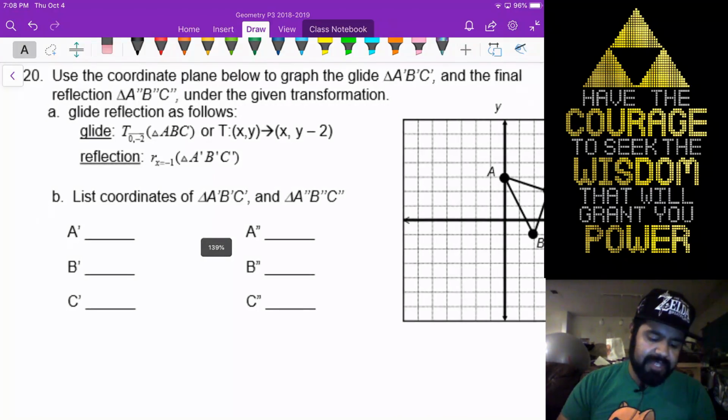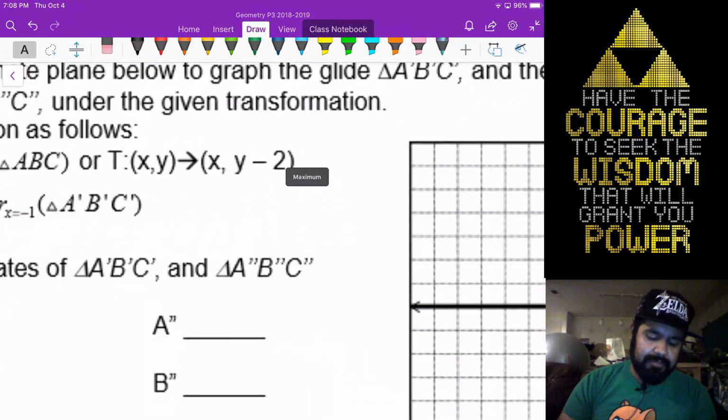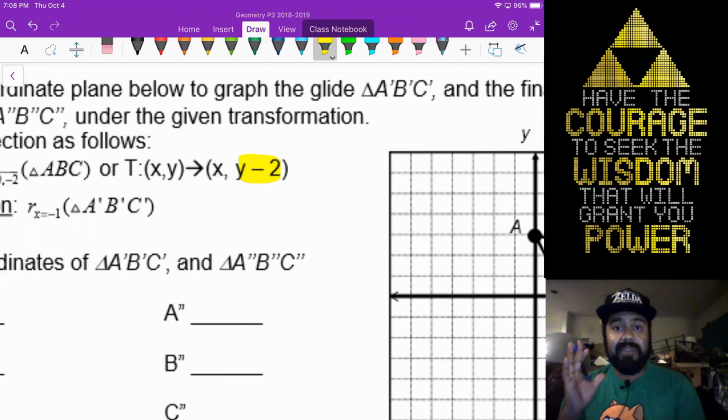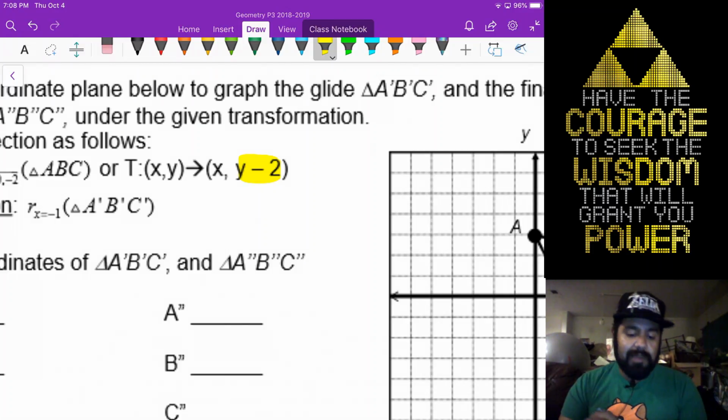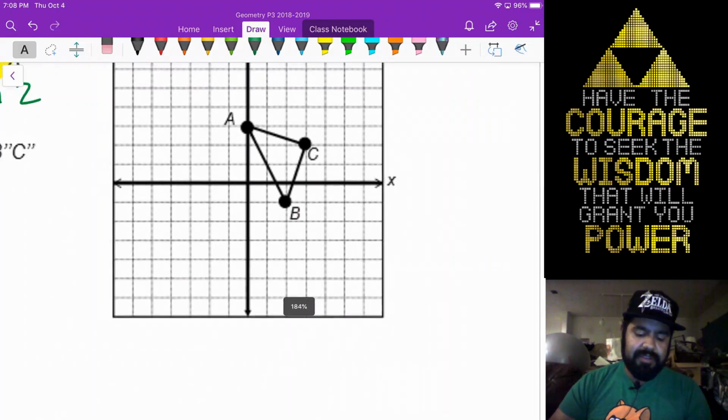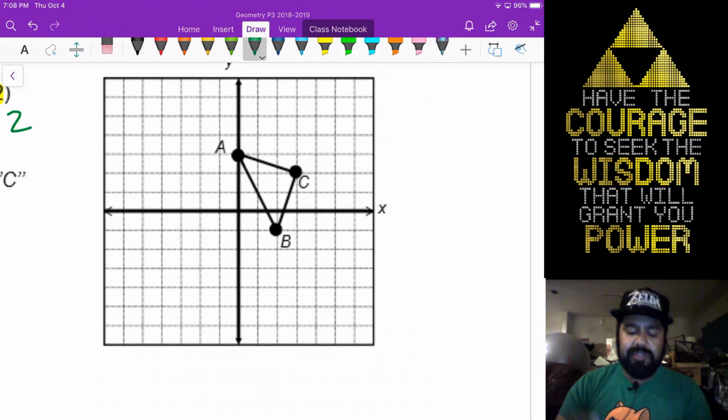All right, last one here, gliding. Now this time it says y minus 2. So that means I'm not moving left or right, but instead I'm now going to move up and down. Specifically, I'm moving down 2. So take all of our beautiful points here, and let's move them down 2 units. 1, 2, 3. C prime, B prime, A prime.